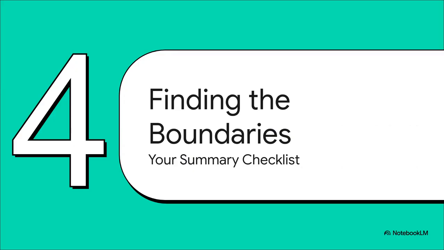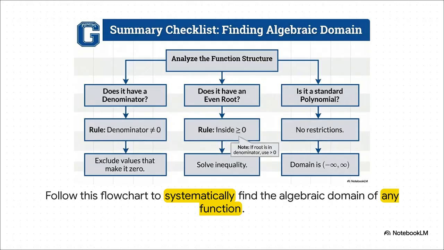I know that was a lot of rules to juggle, but it really boils down to a pretty simple process. This section gives us a handy checklist to make finding the domain nice and systematic. And this flowchart is your master key. When you get a function, you just follow the path. Does it have a denominator? If yes, set the bottom to not equal 0. Does it have a square root? If yes, set the inside to be greater than or equal to 0. Unless it's in the denominator, then it's strictly greater. And if it has neither, easiest path of all. No restrictions, the domain is all real numbers.